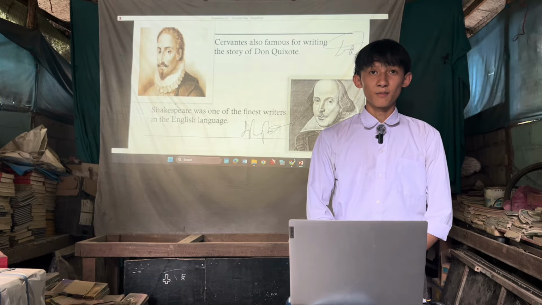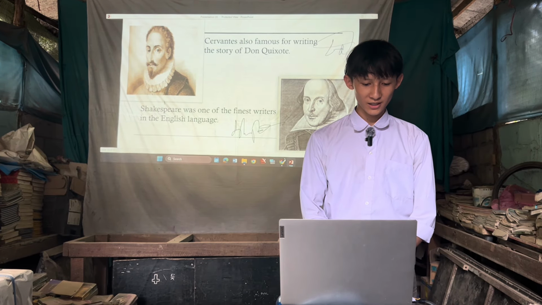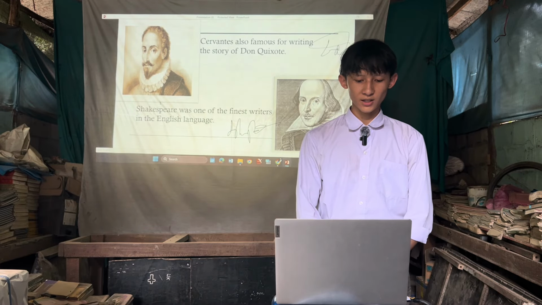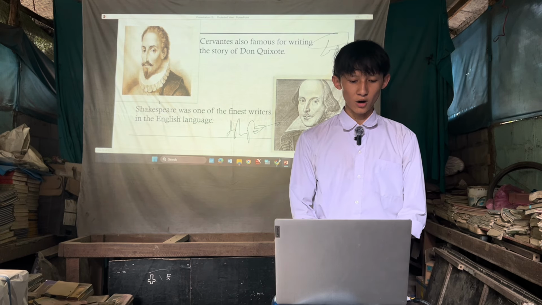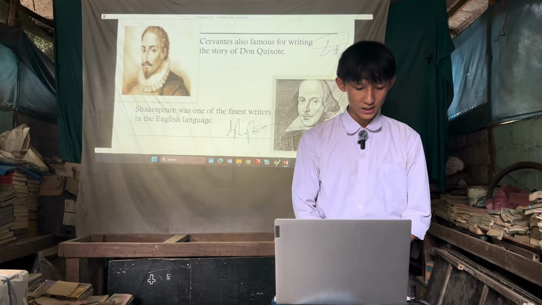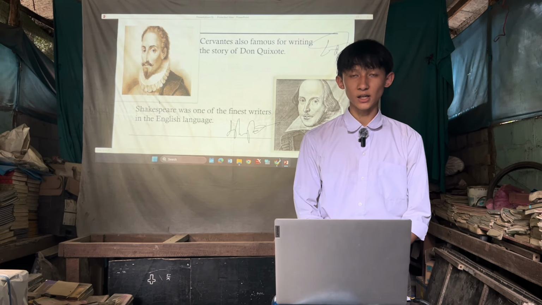Miguel de Cervantes. Miguel de Cervantes, 1547 to 1616, is the Spanish titan of the Golden Age, often paired with Boccaccio and Machiavelli as an architect of modern Western literature. And Cervantes was also famous for writing the story of Don Quixote.